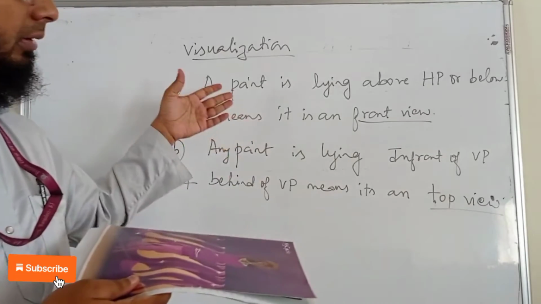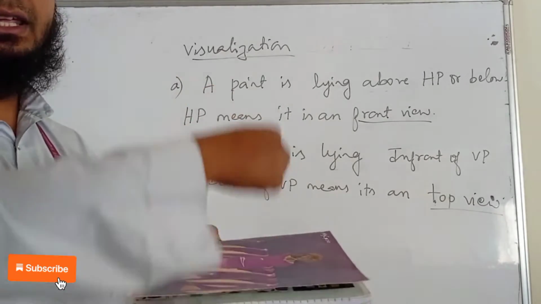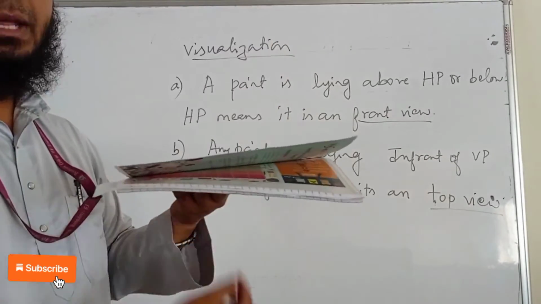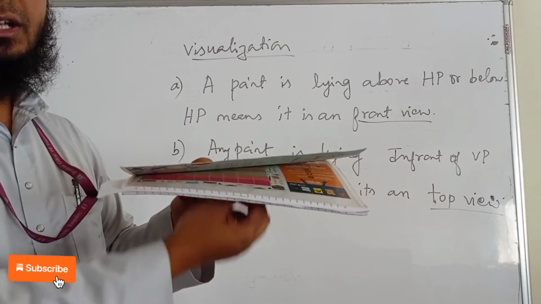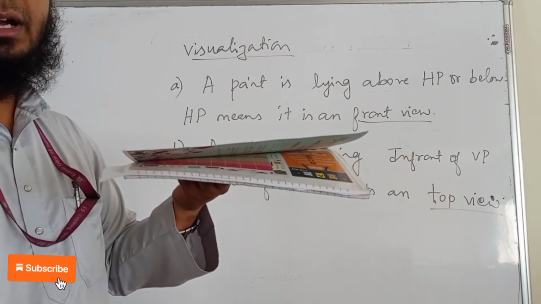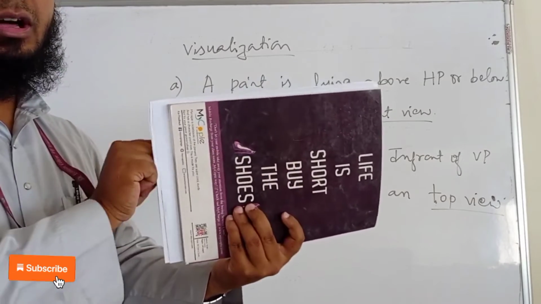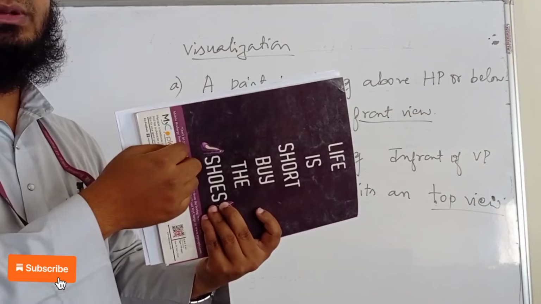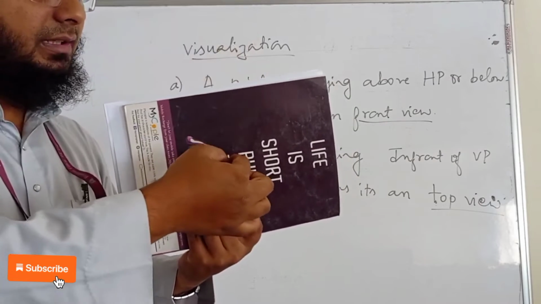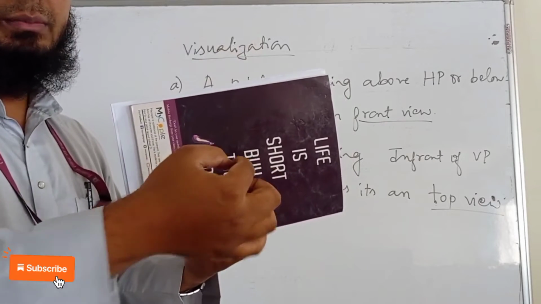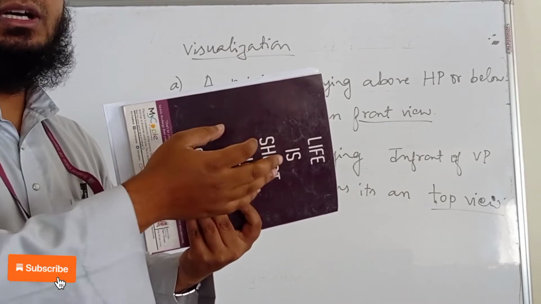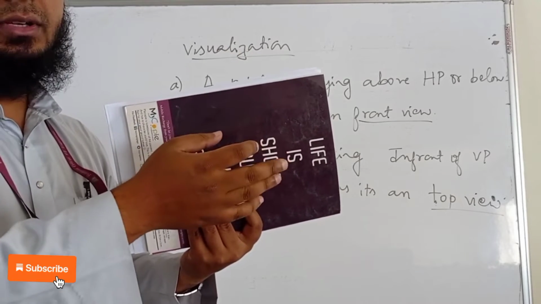I am going to repeat it again. If any point is lying above HP or below HP, it is a front view, because we are able to see the things from the front view. Similarly, if any point is lying in front of VP or behind VP, it's a top view, because we are able to see how near or far it is from this vertical plane from the top view, okay. Guys, you understood?